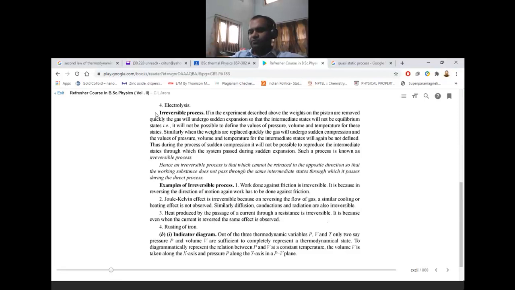Okay, so in reversible processes, when we were removing the weights from the piston, or replacing the weights on the piston, we considered that this removing and placing of the weights was carried out very slowly. But in an irreversible process, if you do the same thing quite quickly, the gas will undergo sudden expansion, so the intermediate states will not be in equilibrium. That is, it is not possible to define a value of pressure, volume, temperature for these states.